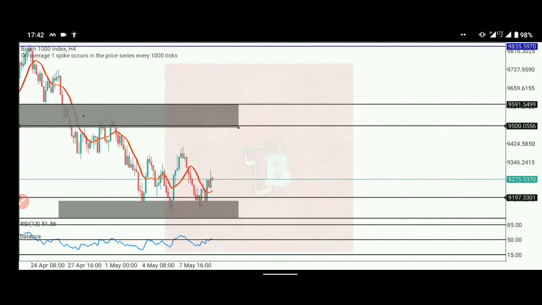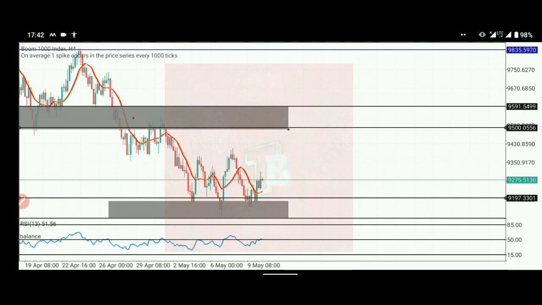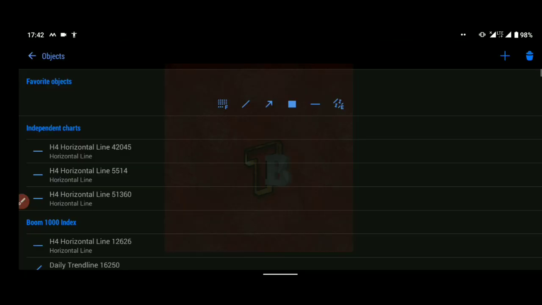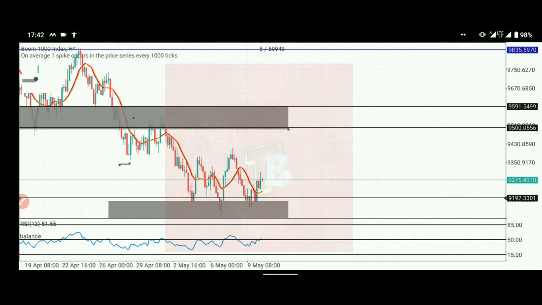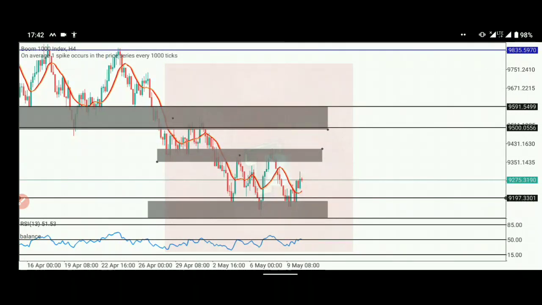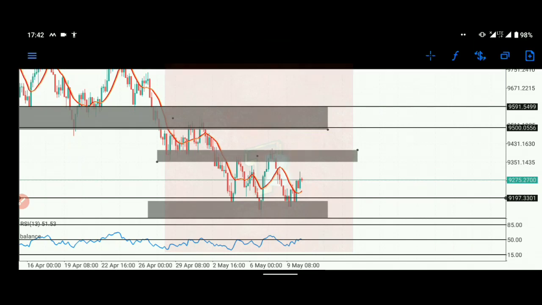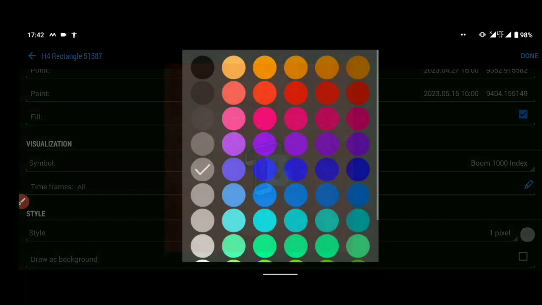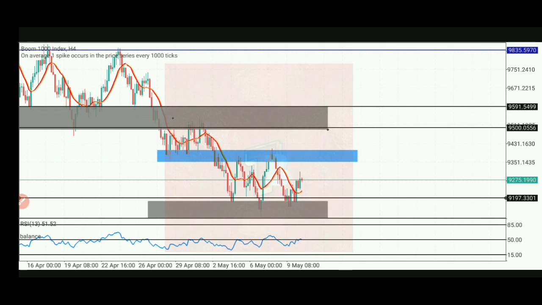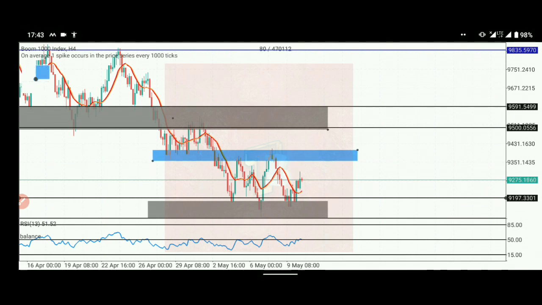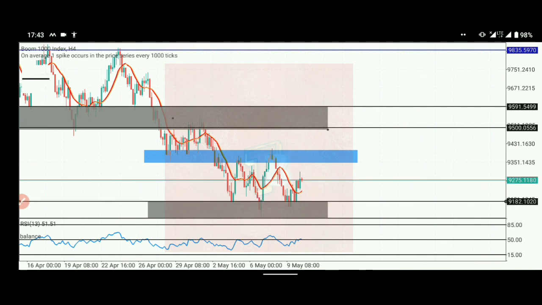Now if you look at this market carefully, we have another zone right here, which is the most valid zone. Okay, this is the most valid zone, the price valid zone. Let's change the color. Let's make it light blue. Save. Okay, we have this. Once it gets to this point, this is a live market analysis.